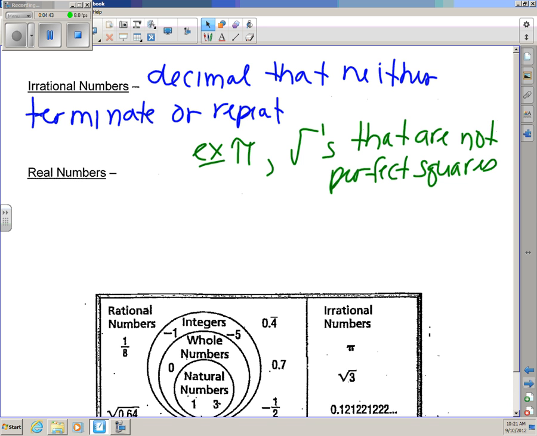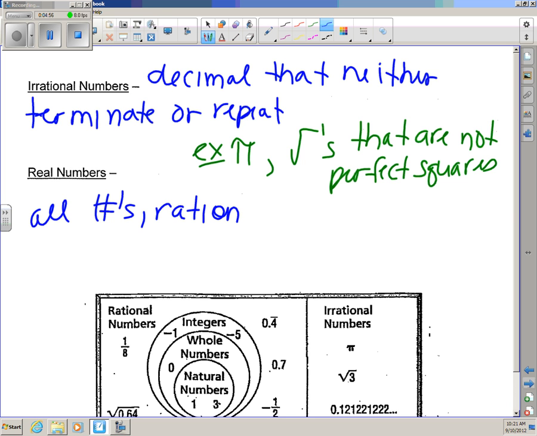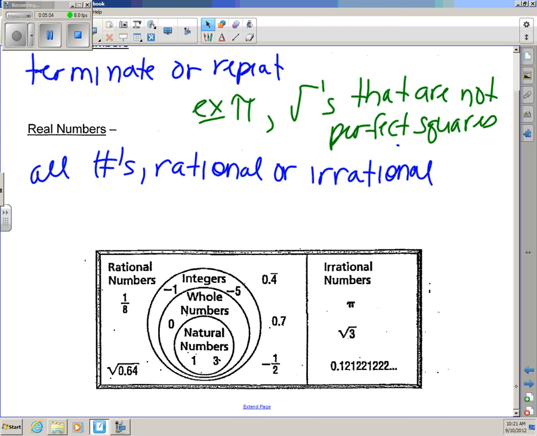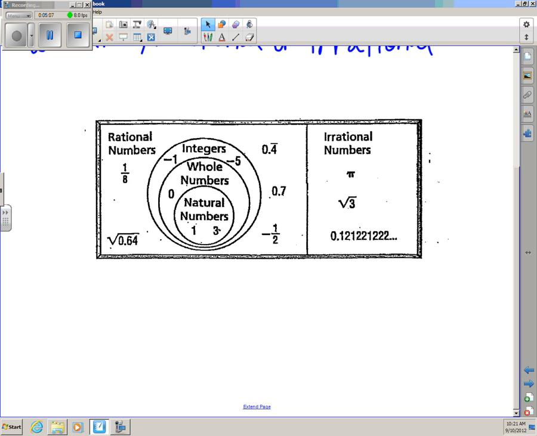In terms of real numbers, any number that we deal with in this math class is going to be a real number. So these are going to be all numbers, rational or irrational. There's a nice little graphic organizer down here that talks about what types of numbers are what. Anything in this box happens to be a real number. We can separate real numbers into two big categories. We've got rationals, and then we've got irrationals.